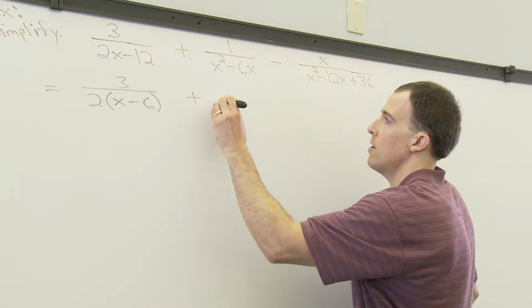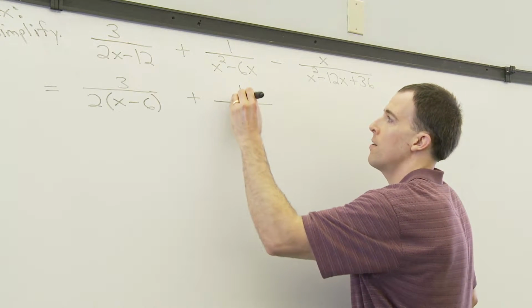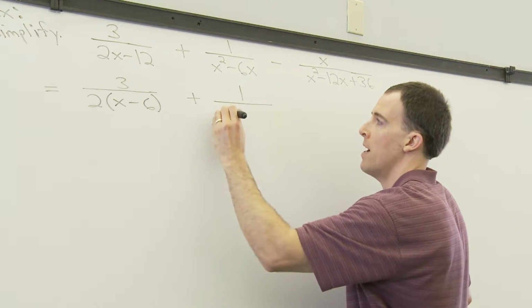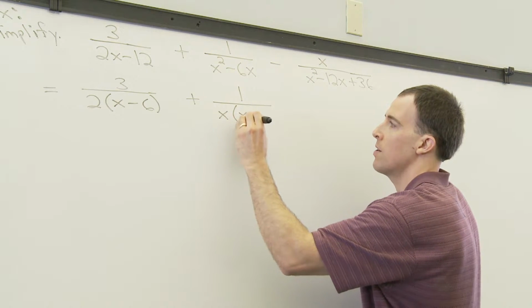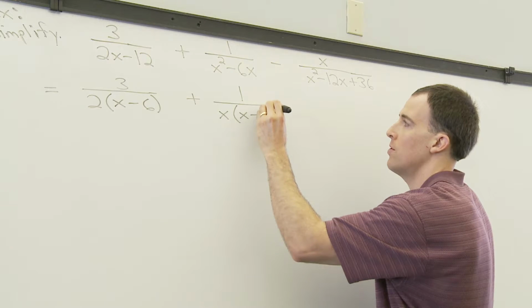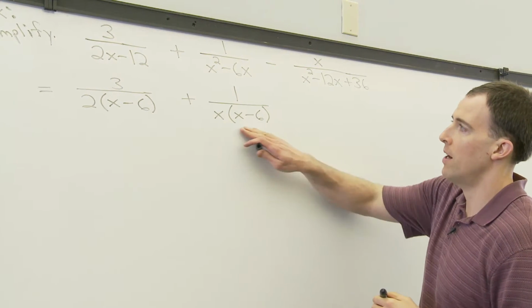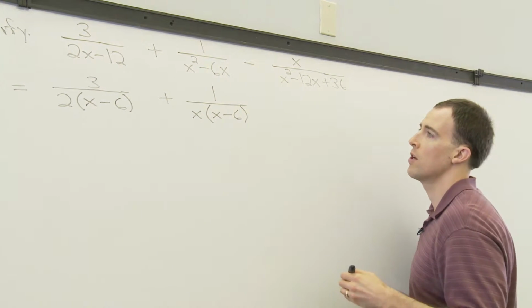For the second fraction here, I'm trying to figure out how I could factor the denominator. I see a common factor of x that I can factor out. So x gets factored out, that leaves us with x minus 6 in parentheses. The second denominator is now factored as x times x minus 6.